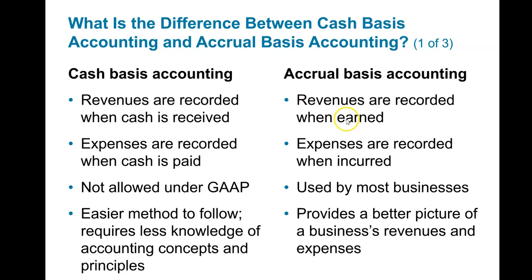So revenues are recorded when earned. Expenses are recorded when incurred. This is what is accepted by GAAP, and this is what most businesses use. It is a more accurate picture of revenues and expenses.